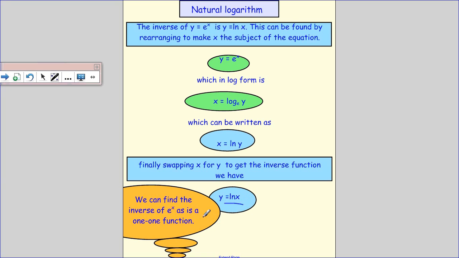Now we can do this, we can find the inverse of e to the x, as e to the x is a one-to-one function. That means, remember the curve for that, it sort of looks something like this. There's only one answer at any one point. That's not beautifully drawn, but it only goes through that one point for each y. Okay, I hope that's helpful.